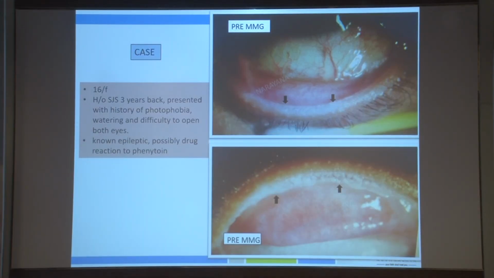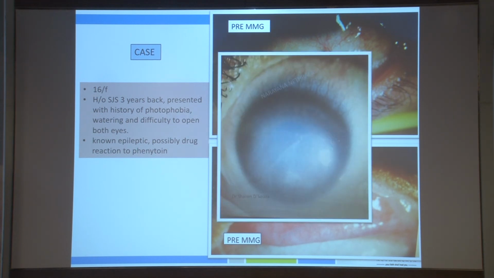So why are we so fanatical about doing this procedure? Just to highlight with this case, this was a young girl who had Stevens-Johnson syndrome and then presented with the chronic sequelae. And you can see the very obvious keratinization which is present on this lid margin, both on the upper and lower lids. And obviously, this is going to cause a lot of keratopathy, and this is her cornea, which shows so much opacification. There's also vascularization. And obviously, in addition to this, it's very painful and irritating for her to even open the eye.